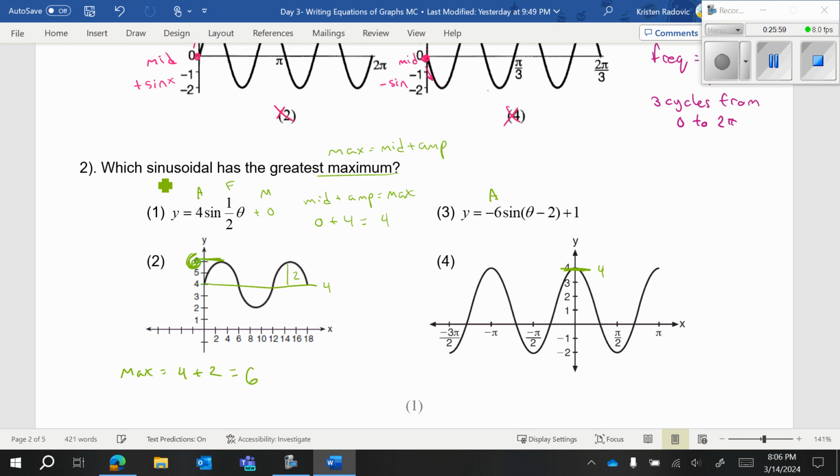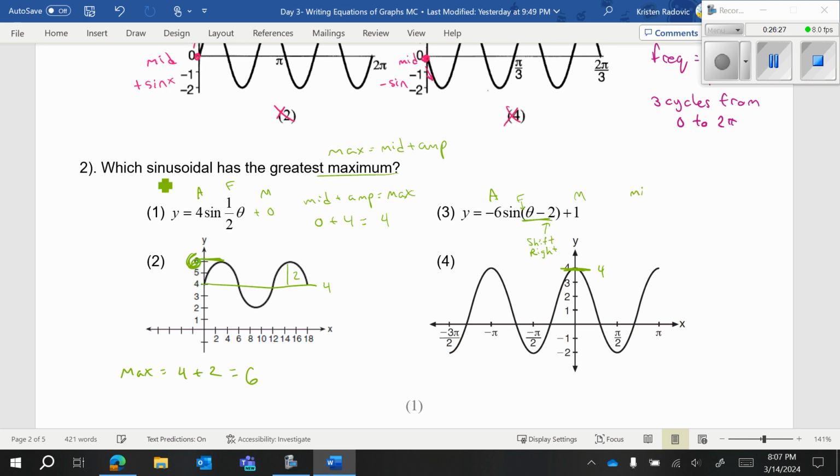For this one, A, D, we haven't learned that yet, but F would be here, and this is M. So remember, outside of parentheses is a shift up. Inside parentheses is shifts left or right. Because you have a minus, that's actually a shift to the right. But a shift right does not change how much you go up and down.